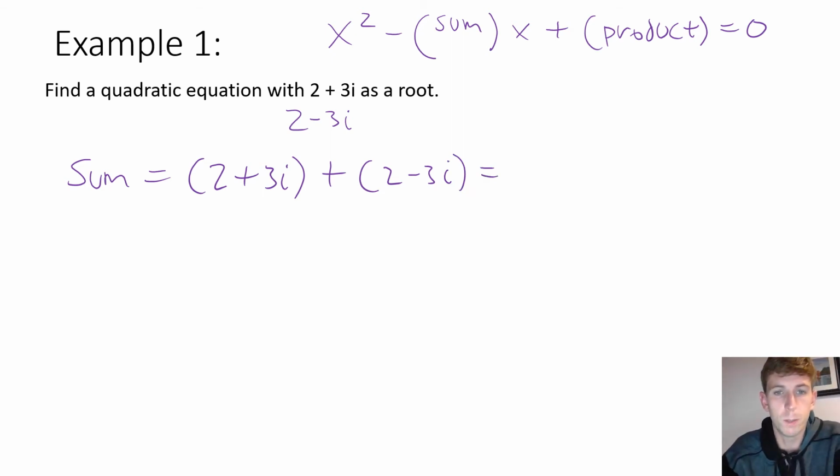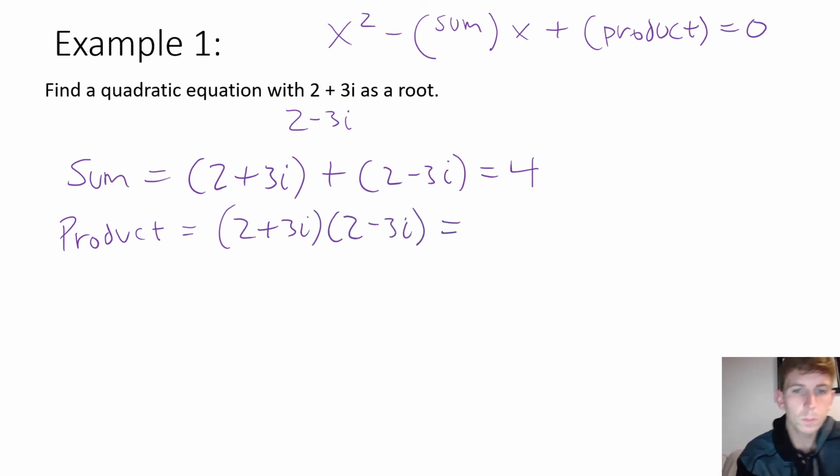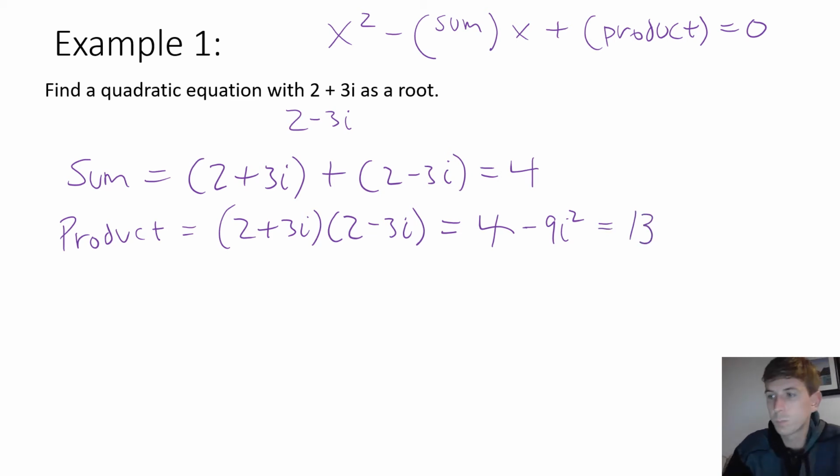So 2 plus 3i plus 2 minus 3i. The 3i's will just cancel out, and we'll be just left with 4. And let's do the same thing for the product. So 2 times 2 is 4. The middle terms will cancel out. We'll have 3i times minus 3i, which is minus 9i squared. So this will be 13.